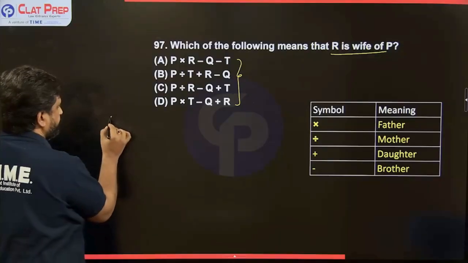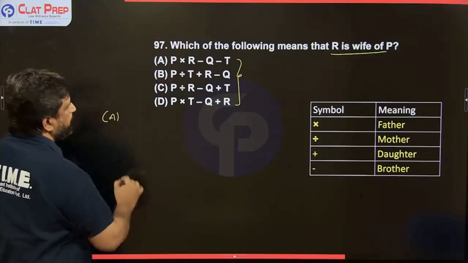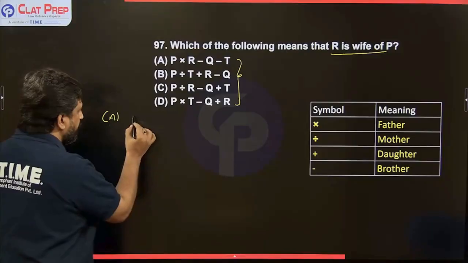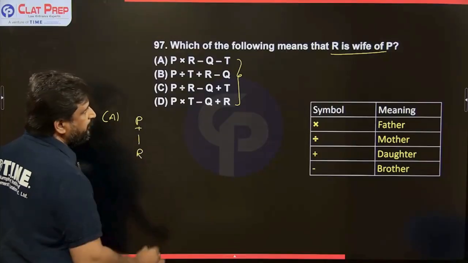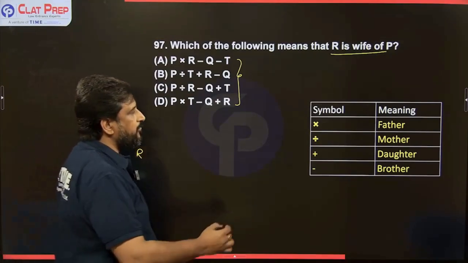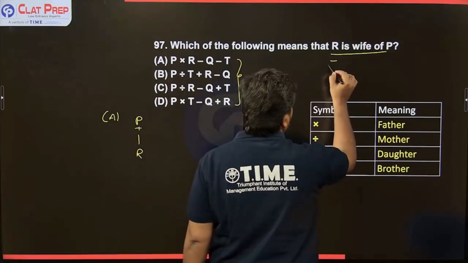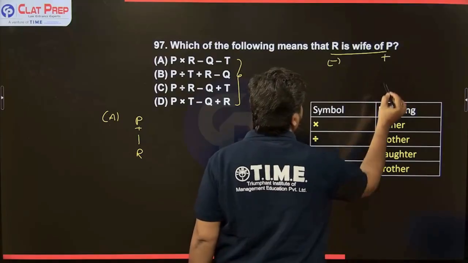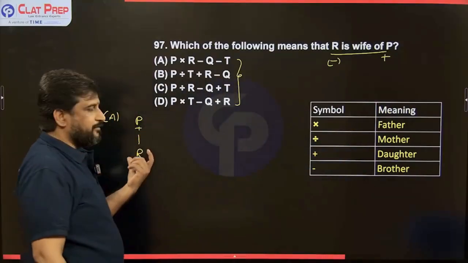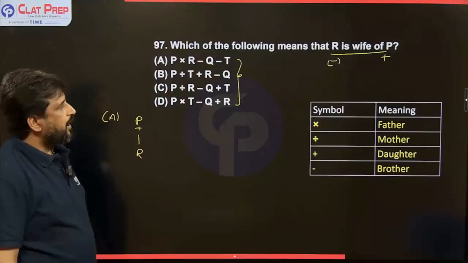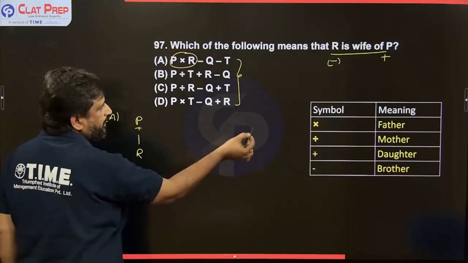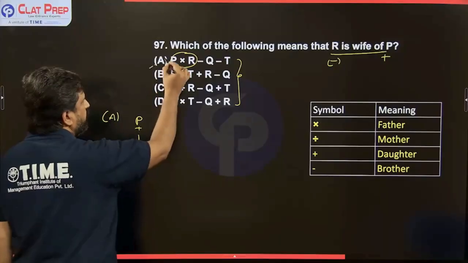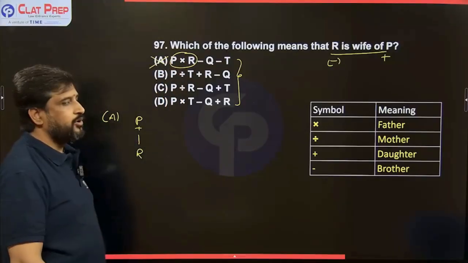Option A. What is option A? P cross R means P is the father of R. So basically here R is the wife of P means R should be female and P should be male. As of now P is male here, nothing wrong with that, and R should be wife of P. But when it is P cross R, we are getting the relation P is the father of R. So straight away option A is ruled out.